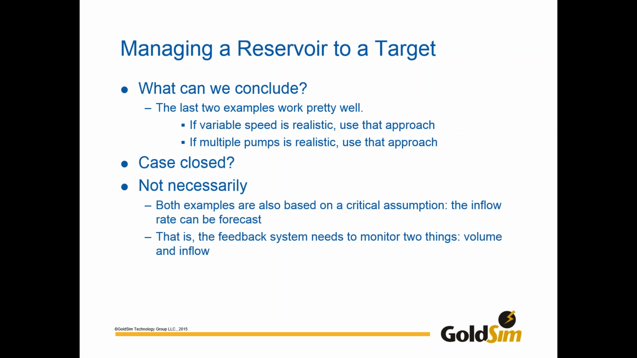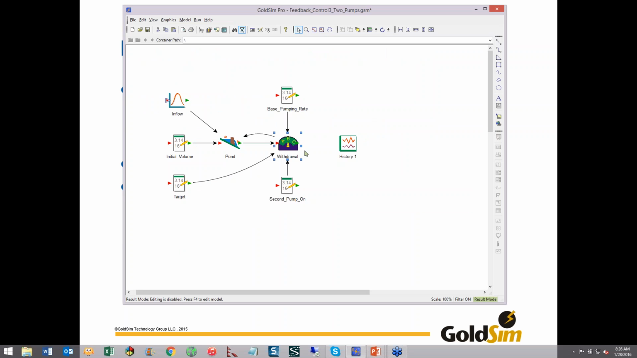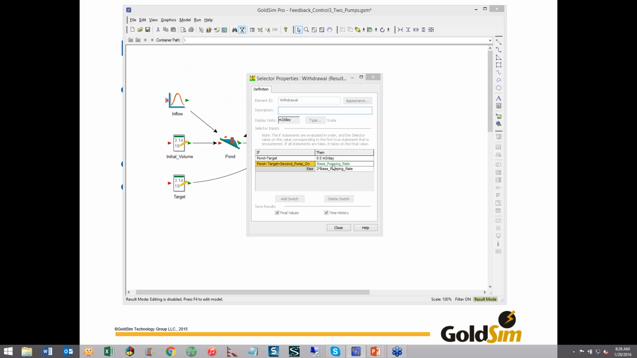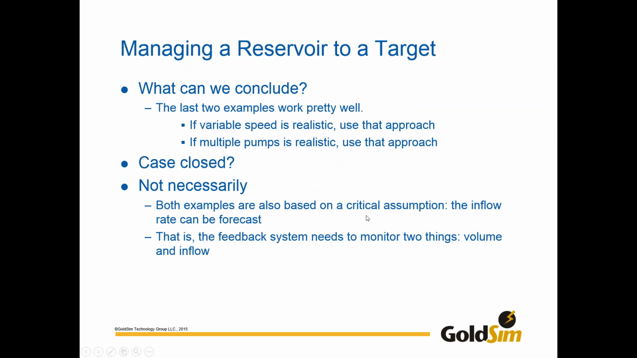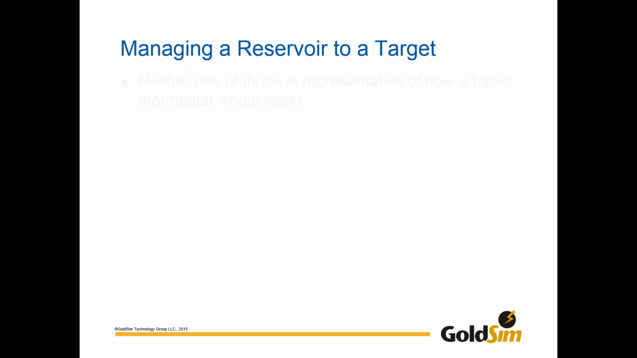But keep in mind, both examples are based on a critical assumption that the inflow rate can be forecast. Okay, the inflow rate can be forecast because the pumping rate always has a base pumping rate, which basically represents our best forecast of what the inflow is going to be. All right, so that's a critical assumption. All right, which means that your control system is monitoring two things: the current volume or water level and the inflow rate. It knows those two things. All right, so just keep that in mind.